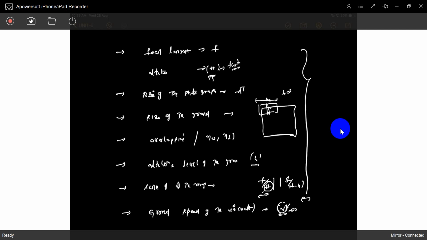So what we will do with this data: by this data you can find out how much money is required, how much time you consumed, everything you can find out.